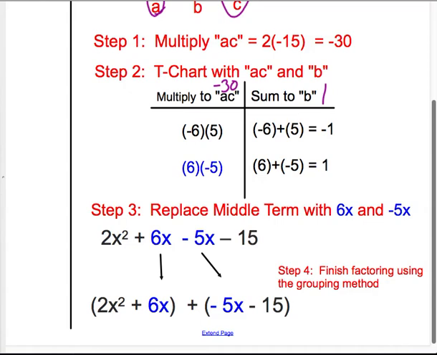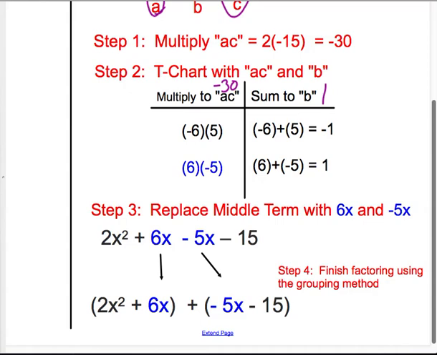So we have negative 6 times 5, which multiplies to negative 30, and negative 6 plus 5 is negative 1. So if we flip those signs around, 6 times negative 5 is negative 30, and 6 plus negative 5 is positive 1. So these are the 2 terms we want. What we do with those 2 terms is we replace that x with 6x and negative 5x, because 6x minus 5x equals 1x. So essentially this is putting it in that distributive property, that first line that we get before we've added our like terms.